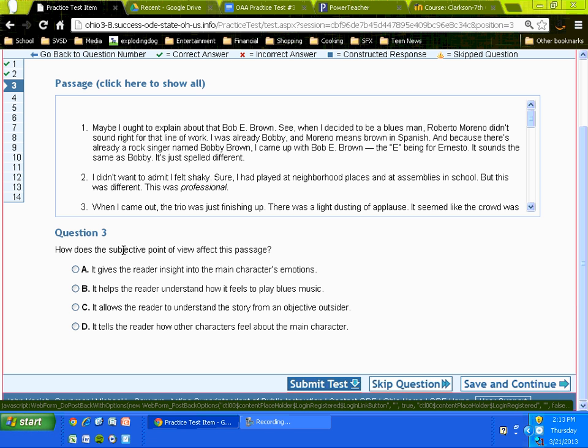Which points of view in literature would be subjective points of view? Go back to what we learned about points of view, about narrative perspectives. Which ones are very personal? First person is very personal. Sarah, which one's really close to first person, but it's not first person? Third limited. Third limited and first person are subjective points of view. Therefore, which one is the objective point of view? Third omniscient, because you have perspectives from a bunch of different people.